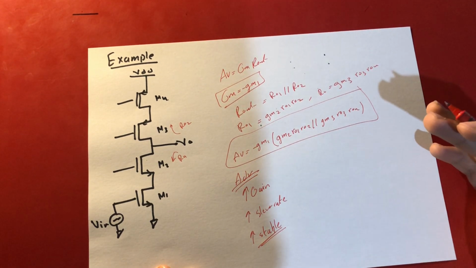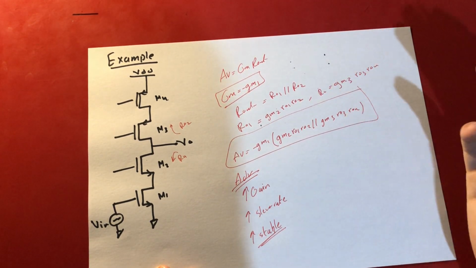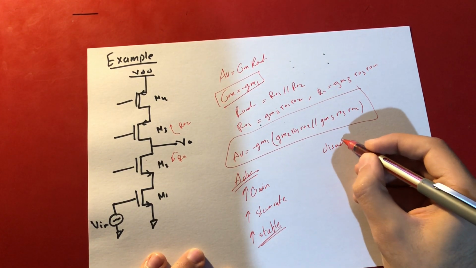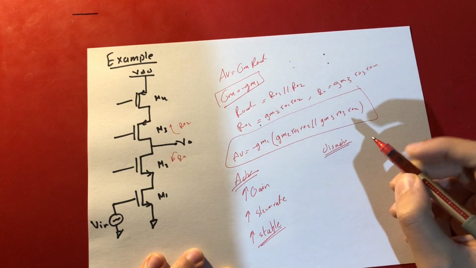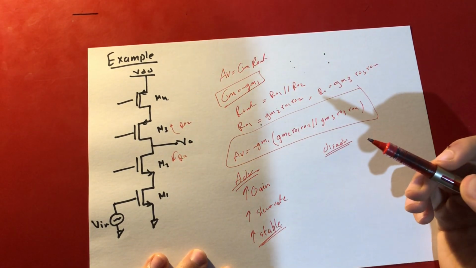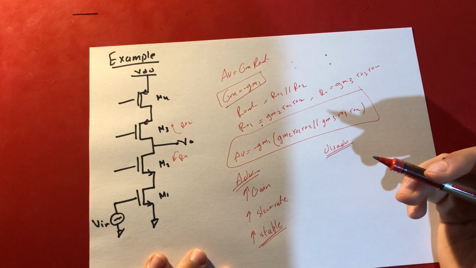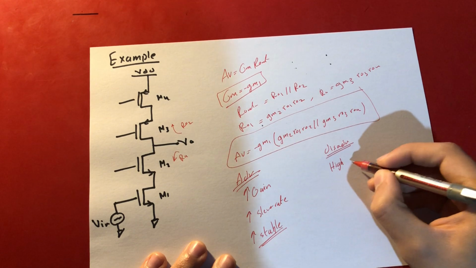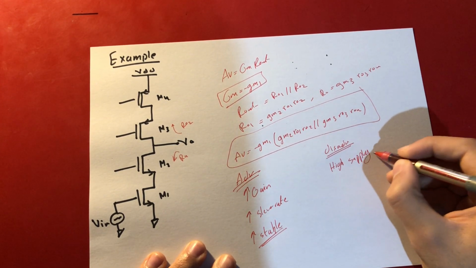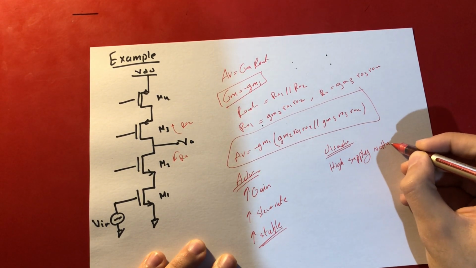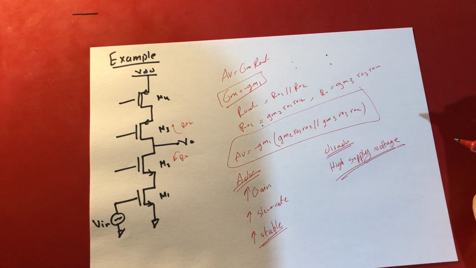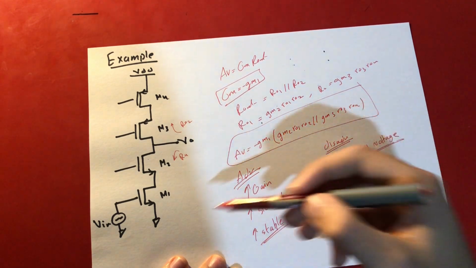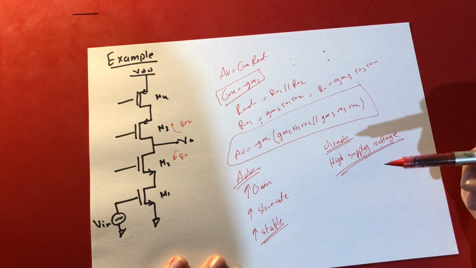Is there any disadvantage? Yeah, there is one, or there are some of them. The basic one is that because we are using so many MOSFETs, we need a high supply voltage, so we can bias all these transistors.